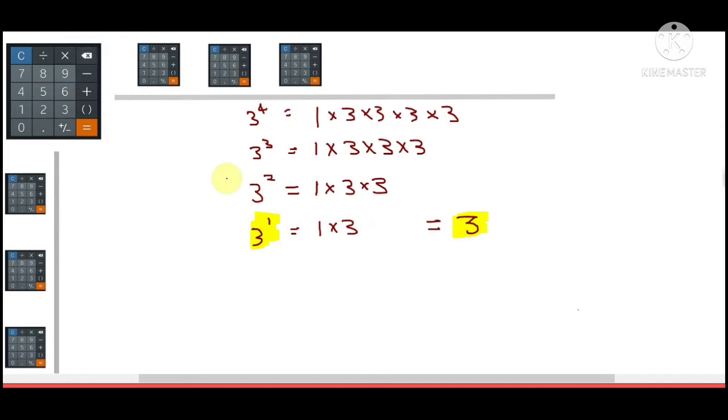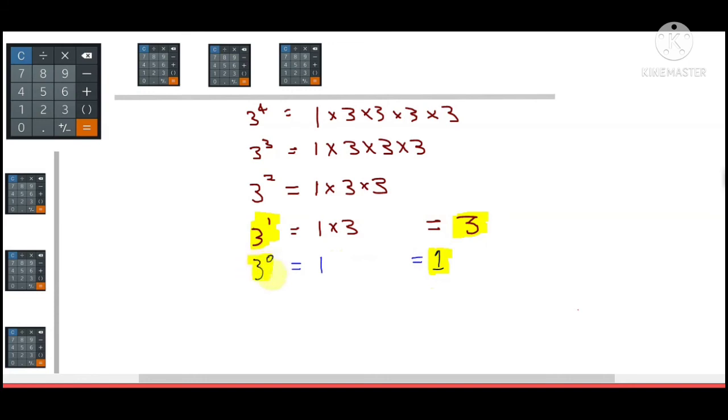But how about the 0 power now? So 3 to the 0 power. So let's start off with 1 again, as we said. So 1 times how many 3's? Well, times no 3's, 0 3's. So it's just 1 by itself, which means 3 to the 0 power is indeed equal to 1. So now you can clearly see that the 0 power produces the result of 1.